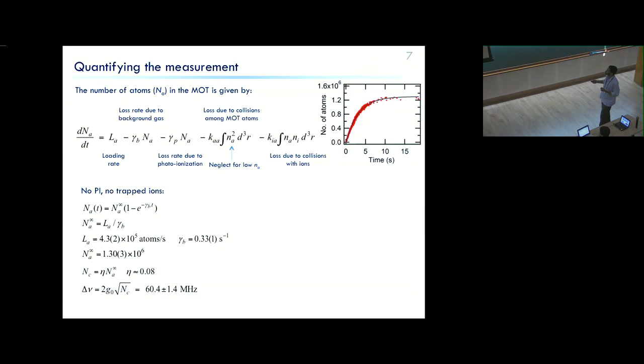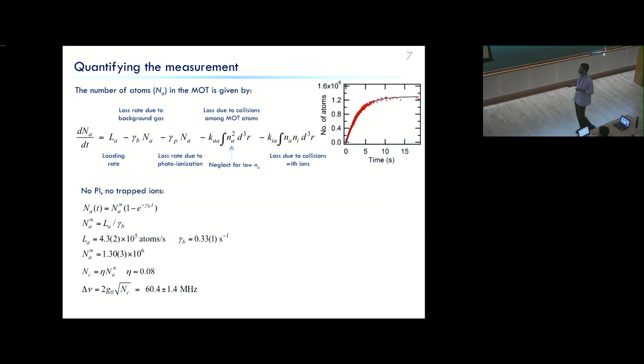You basically get this kind of exponential rise to saturation, and the saturation atom number is here given by Na infinity, which is about 10 to the power 6. So we can measure these numbers and the loading rates and gamma B, and a fraction of these total number of atoms are actually coupled to the cavity, and we determine that to be about 8%.